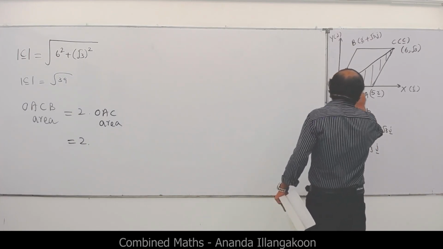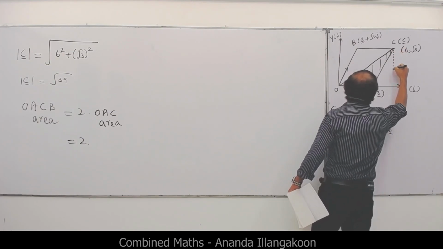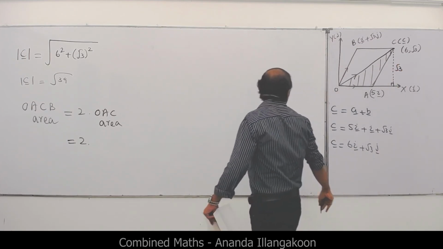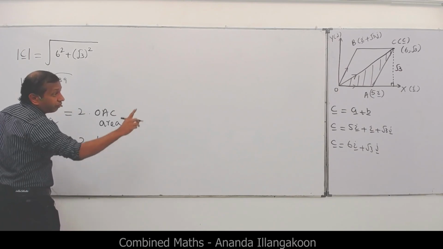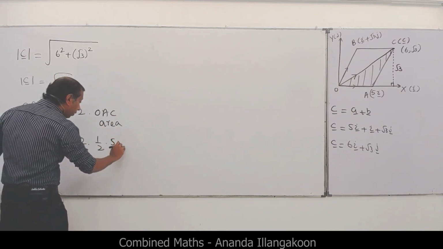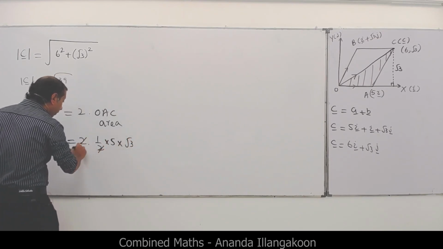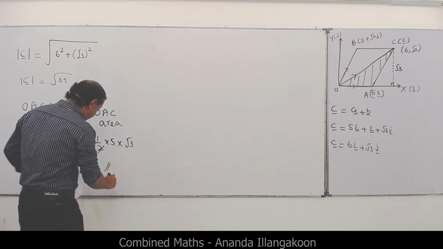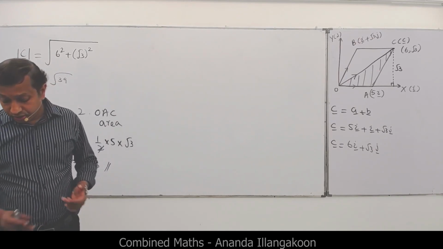But you know OAC area means it is a triangle. Area of a triangle is half base into perpendicular height. People, perpendicular height is going to be the y coordinate of the point C. It's root 3. So therefore we can write half base is OA. O to A length is 5 units. Perpendicular height, people, root 3. Then we get 5 root 3 square units as the area of the OACB parallelogram.